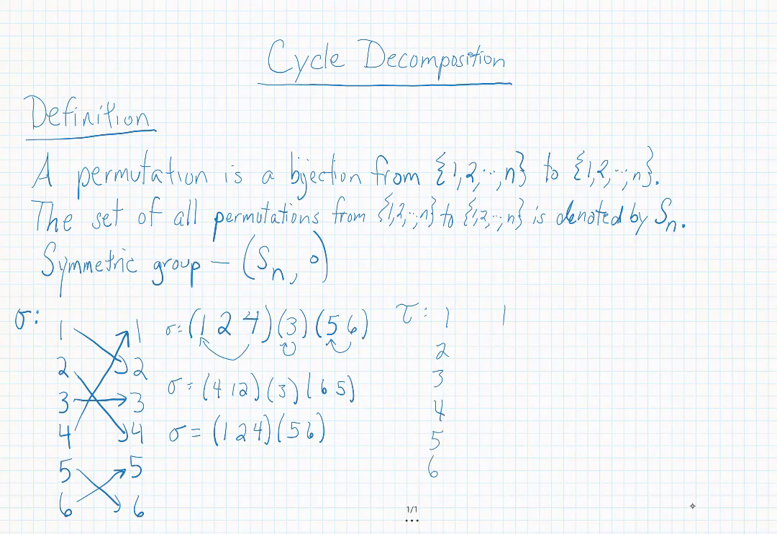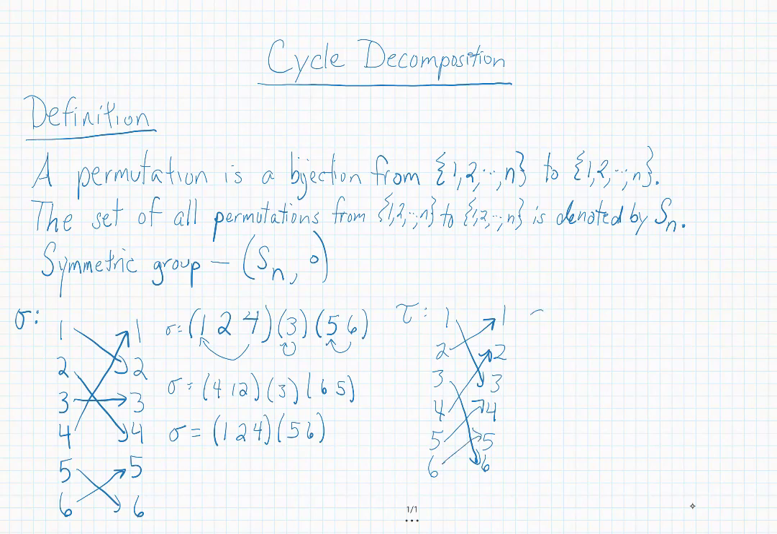And we have 1, 2, 3, 4, 5, and 6. So we can go 1 goes to 3, 2 goes to 1, 3 goes down to 6, 5 goes to 4, 4 goes to 2, and 6 goes to 5.